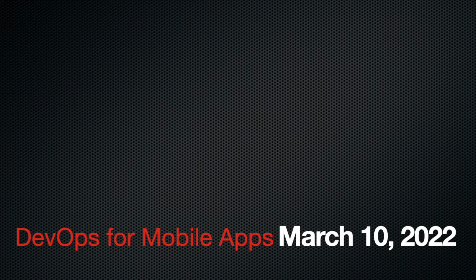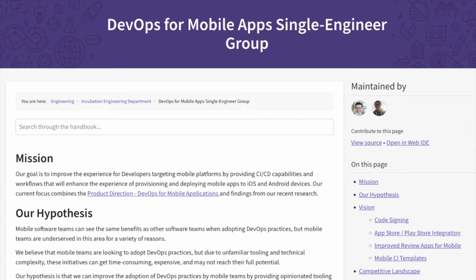This is the DevOps for mobile apps updates, and this is the first sync update that we're doing. So we're trying this experiment. We'll see how it goes. There's at least one other person on the call today, so that'll be fun. But I'll jump in and share my screen like normal.